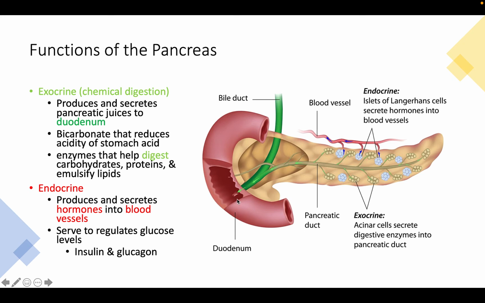Endocrine functions of the pancreas are going to, as you can see, release their hormones directly into the bloodstream. We'll talk about this more when we get to the endocrine system, but what you need to know is that it's producing and secreting hormones directly into the bloodstream, not through a duct. So exocrine, there's a duct involved. Endocrine, there is not a duct involved. And this is going to be insulin and glucagon regulating glucose levels in the bloodstream.